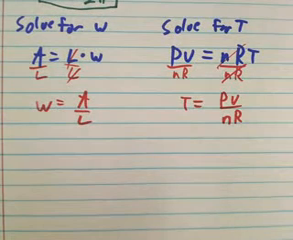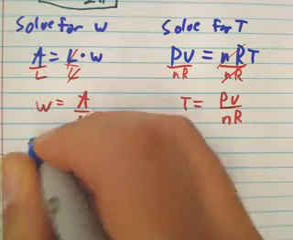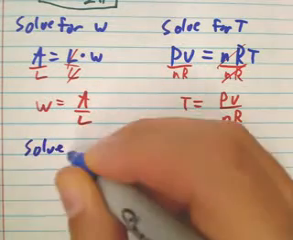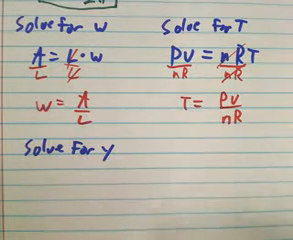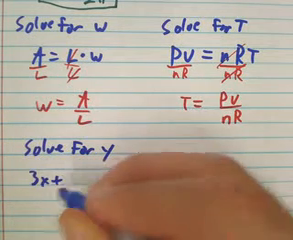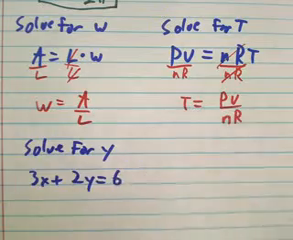Okay, let me look at one more type here. It involves an additional step, but it's not too bad. The instructions are solve for y. Solve for y: 3x plus 2y equals 6.